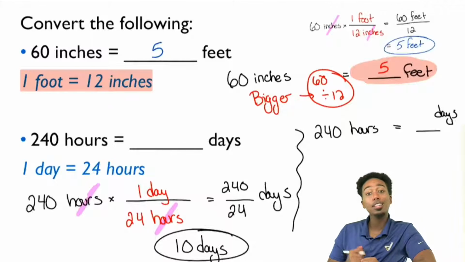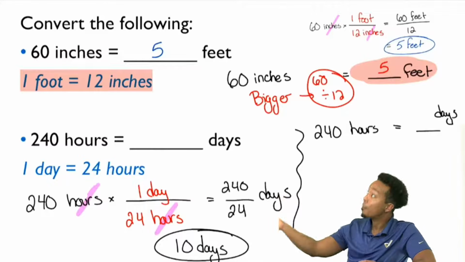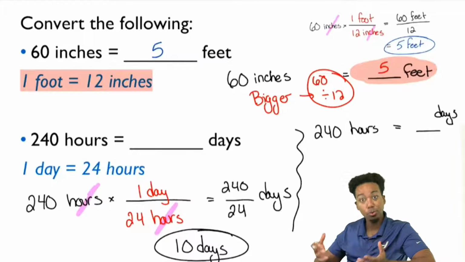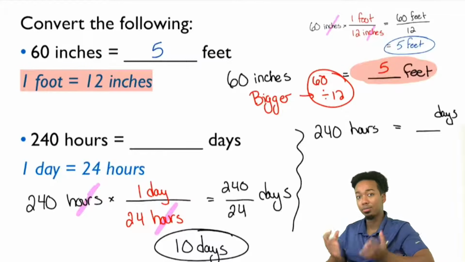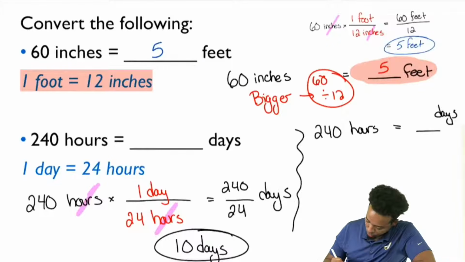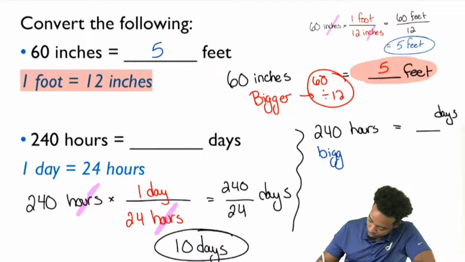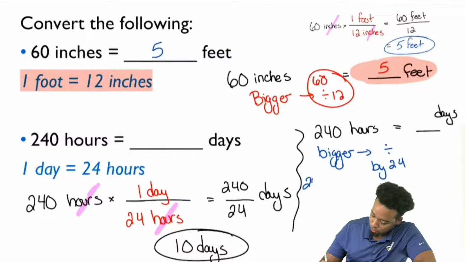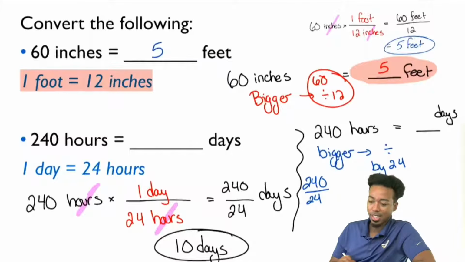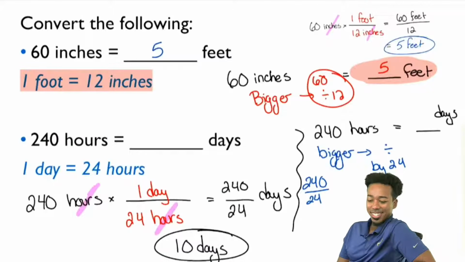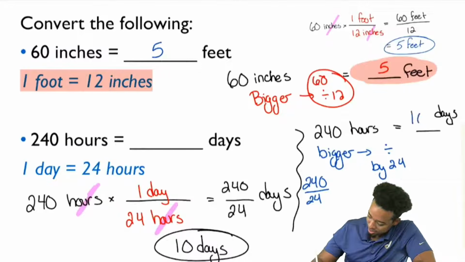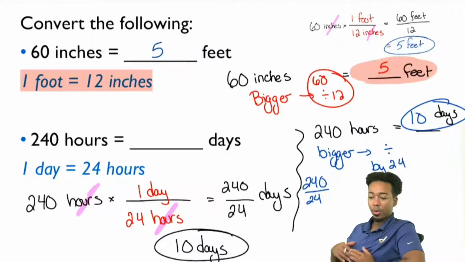That's correct. And so with that rule, going to a bigger unit, we divide because we group every 24 hours. Divide by 24. So going to a bigger unit means divide by 24, and what we have is 240 divided by 24. What is that going to give us, Seth? And that right there will be 10 days. That's right, 10 days.